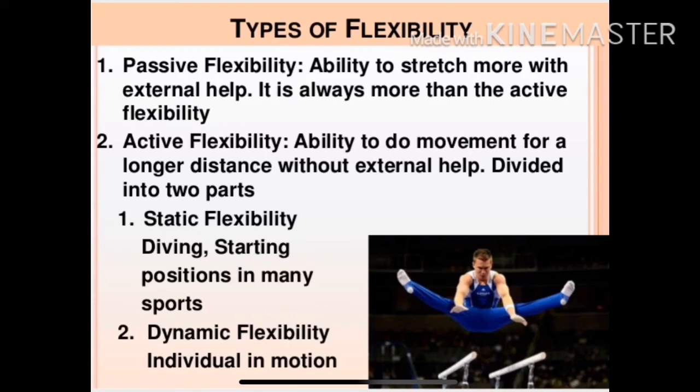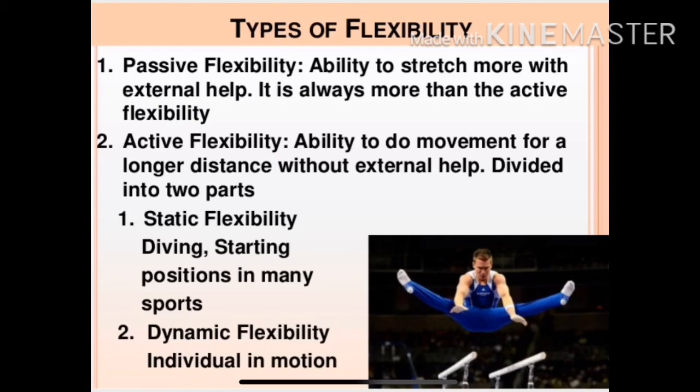Second is active flexibility. Active flexibility is the ability to do movements for a longer distance without external help or forces. It is divided into two types, that is static flexibility and dynamic flexibility. In static flexibility, an individual performs a movement and tries to remain in the same position for some time. For example, halasana, chakrasana, bending forward, sideward bending, etc.